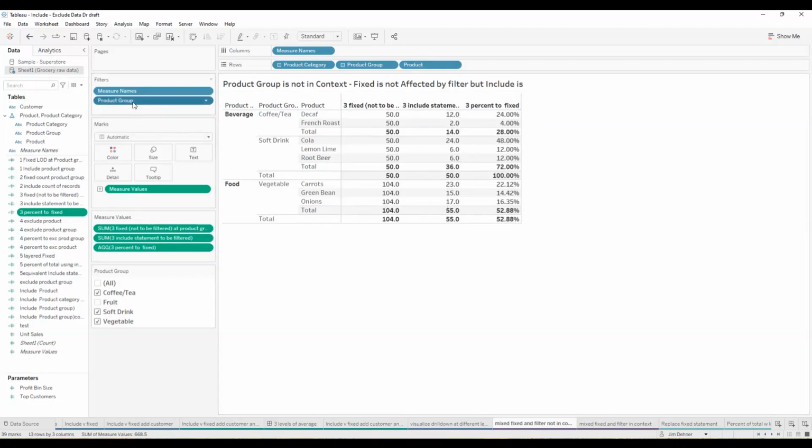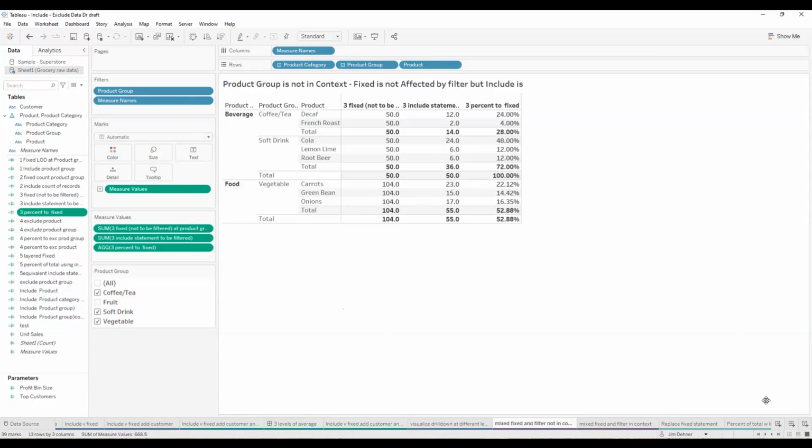And just to show you, if we did put this into context, right click it, add to context, now the filter is applied before the LOD is calculated, and as a result the total here is 55 for the food category, and the total in the food category would be 100%. But that's not what we wanted to do. We wanted the total to remain constant at 104, and we could see the percent of total from the include statement as a percent of total for all vegetables.